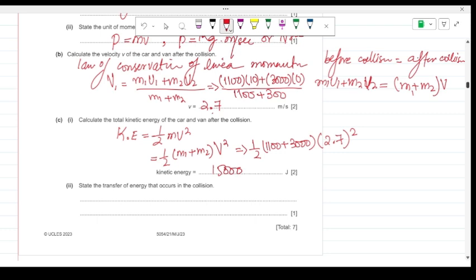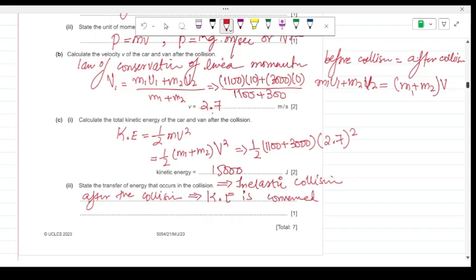Part 2 says, state the transfer of energy that occurs in the collision. So you know this type of collision is known as an inelastic collision. In an inelastic collision, the energy is not conserved. After the collision, the transfer of energy means the kinetic energy is converted into heat and sound.